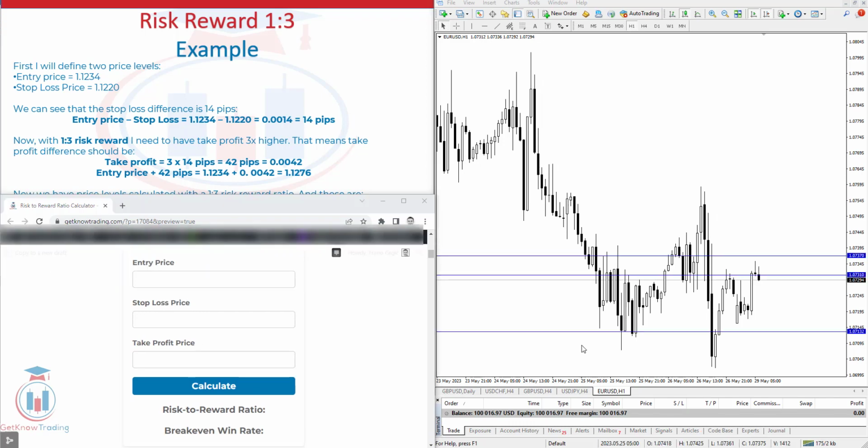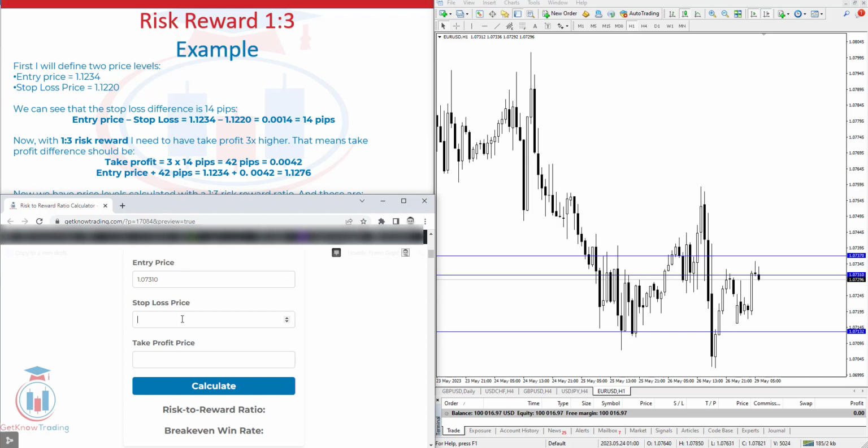Let's take one example where we have the entry price at 1.0731, the stop loss would be at 1.0737 and the take profit would be 1.0713. This means it is a sell order because the price is expected to be on the lower level than it is currently. So we enter here the entry price, which is 1.07310.